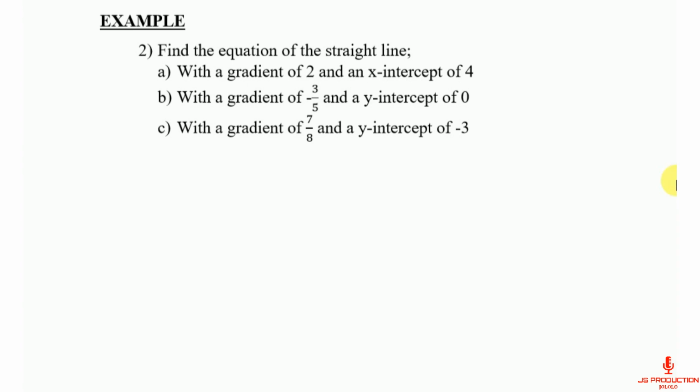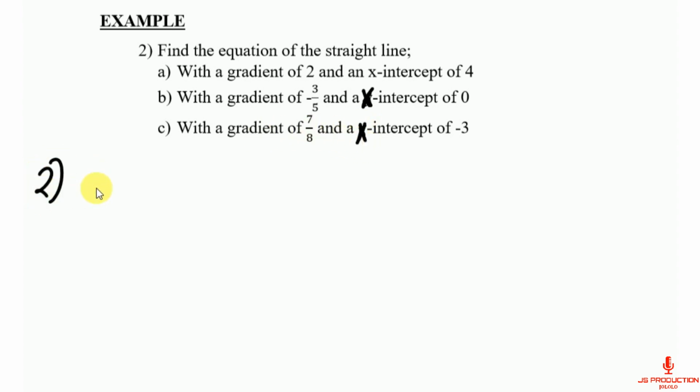Let us now look at example 2. Example 2 reads: find the equation of the straight line with a gradient of 2 and an x-intercept of 4. So the gradient we have been given as 2 and our x-intercept we have been given as 4. Let us take note that all these are our x-intercept, so there was a mistake with the equation. So this is also the x-intercept.